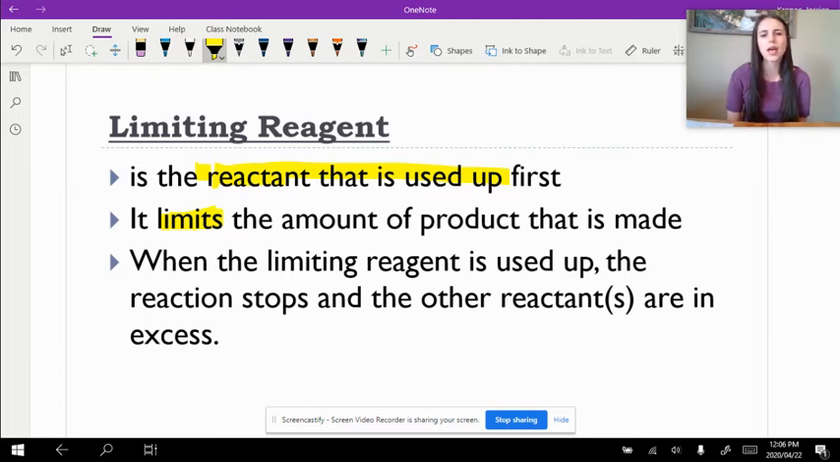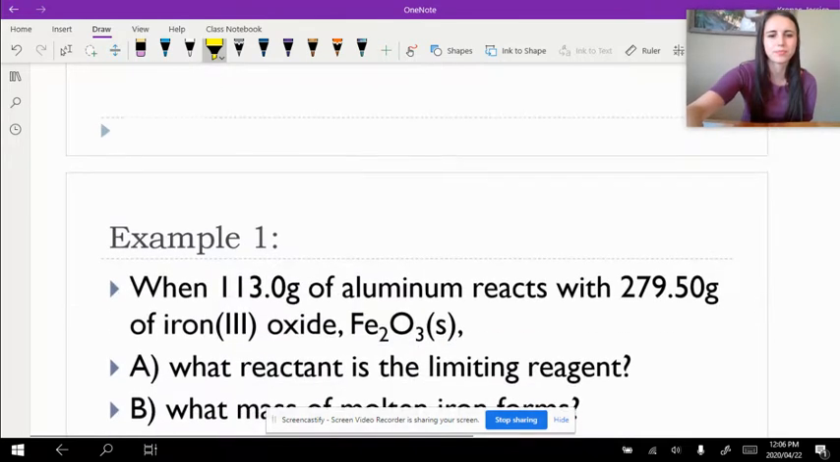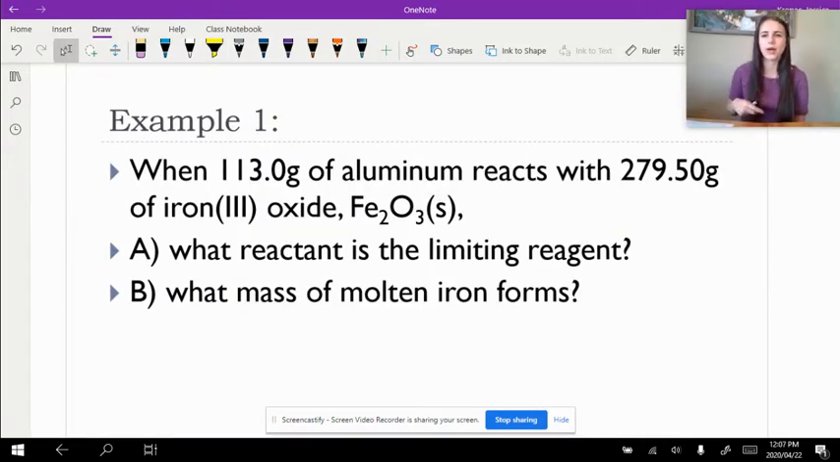When the limiting reagent or limiting reactant is used up, at that point, the chemical reaction stops. I've run out of one of the ingredients. I've run out of one of the reactants. I can no longer make my product. So it's what determines where the stop is in my chemical reaction. So what we're going to do is we're going to go ahead and go right into an example.